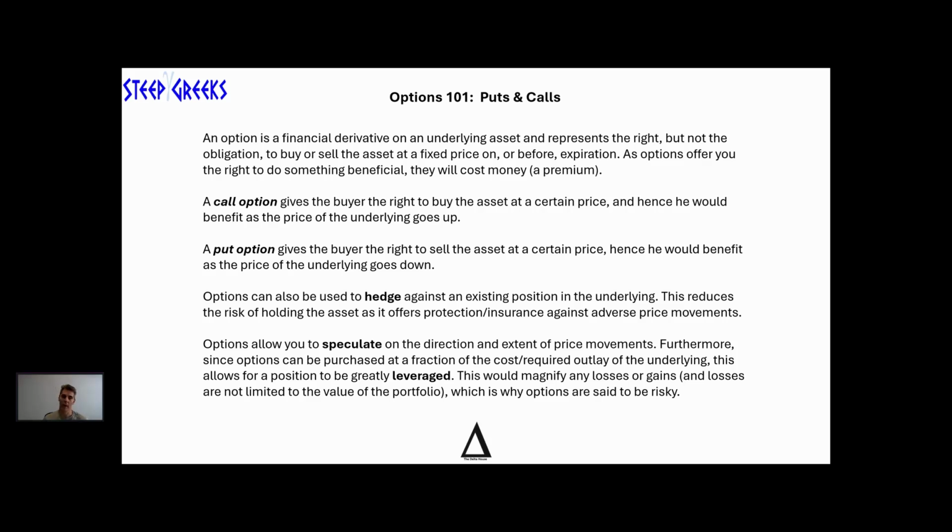Options can also be used to hedge against an existing position in the underlying. This reduces the risk of holding the asset, as it offers protection or insurance against adverse price movements. Options allow you to speculate also on the direction and extent of price movements. Furthermore, since options can be purchased at a fraction of the cost or required outlay of the underlying, this allows for a position to be greatly leveraged. This would magnify any losses or gains, and losses are not limited to the value of the portfolio, which is why options are said to be risky.